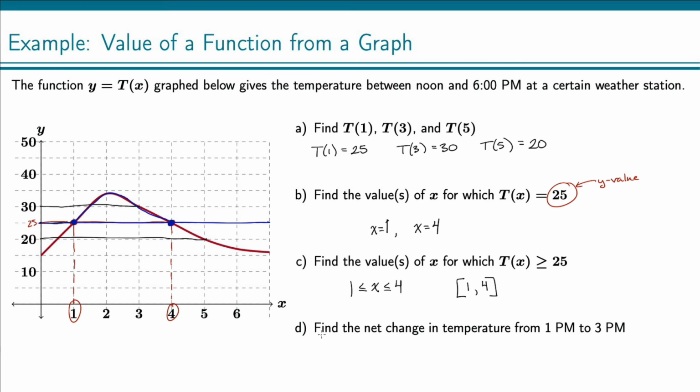And finally, find the net change in temperature from 1 p.m. to 3 p.m. So if we look at these points, at 1 p.m., that's this point here, and at 3 p.m., that's this point here. And we want the net change. And a net change is the difference in the two y values. So we're going to do T of 3 minus T of 1. And that's our net change.